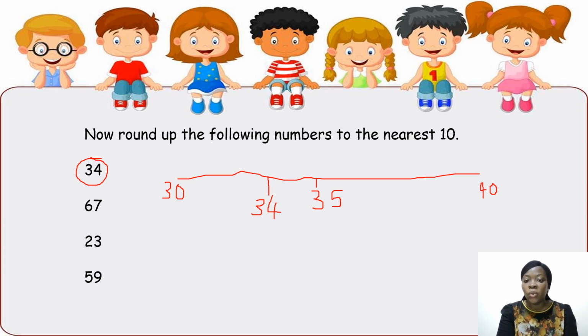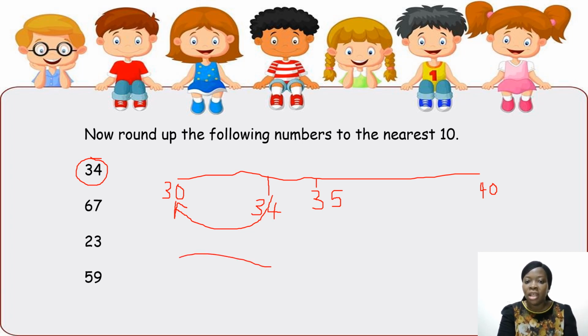Now, remember the rules. We have located the two tens which 34 sits between. We have located our midpoint, and we have placed the number where it belongs on the number line, and it comes before the midpoint. Now, are we going to round up or round down? We are definitely going to round down. If the number sits before the midpoint, we round down. But if the number sits after the midpoint, we round up. So 34 to the nearest 10 is going to be 30.